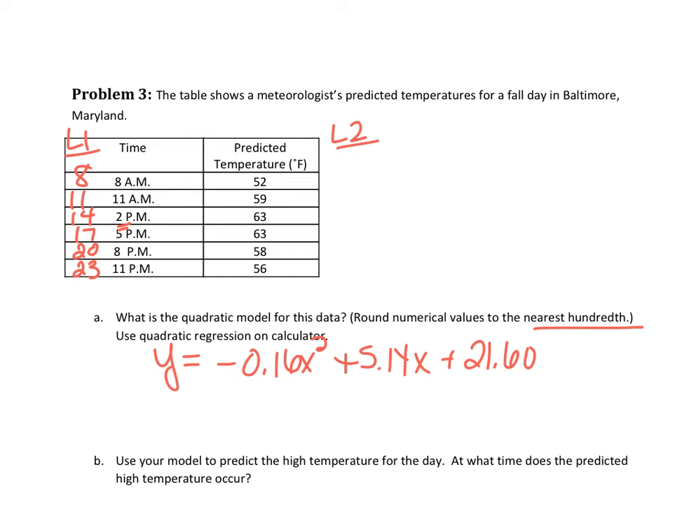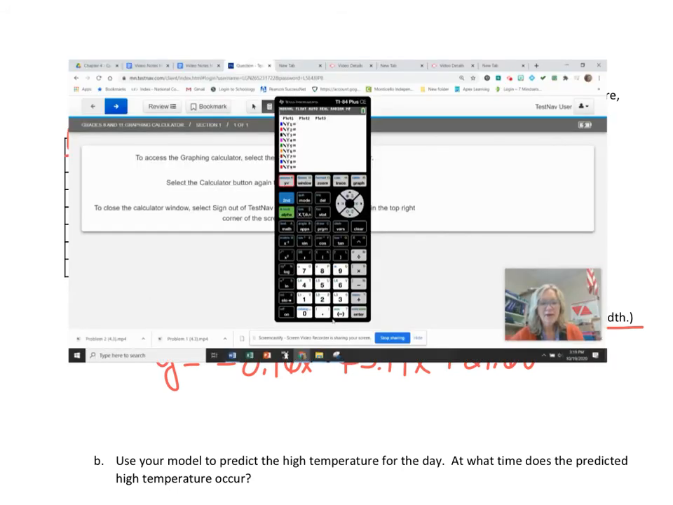And what we're going to do is we're going to put this into our graphing calculator, we're going to graph it, and we're going to find the maximum point. So I'm going to show you what that looks like. So up at y equals, I'm typing in negative 0.16x squared plus 5.14x, and then plus 21.60. Okay, now if you pick your standard window, you're not going to see everything that we want to see. We want to see the maximum.